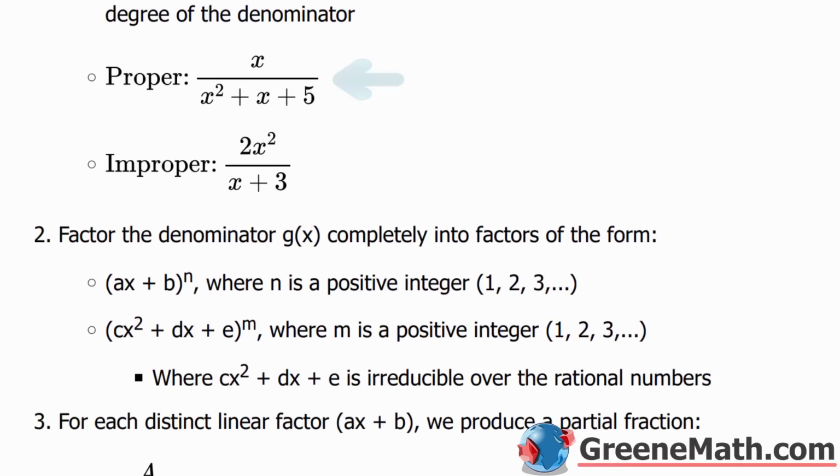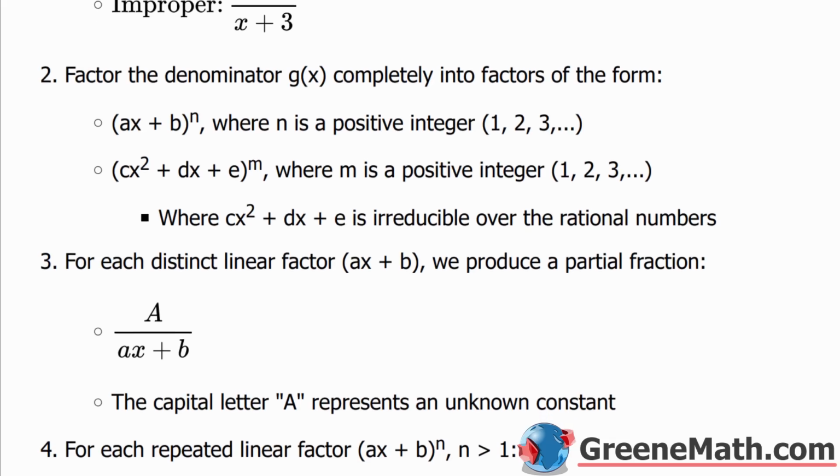So for the proper fraction, we have x over x squared plus x plus 5. The degree of the numerator is 1. The degree of the denominator is 2. For the improper fraction, you have 2x squared over x plus 3. The degree of the numerator is 2. The degree of the denominator is 1. So if you get an improper fraction, you have to stop, do the polynomial long division, and then apply these steps that I'm going to go through to the remainder.